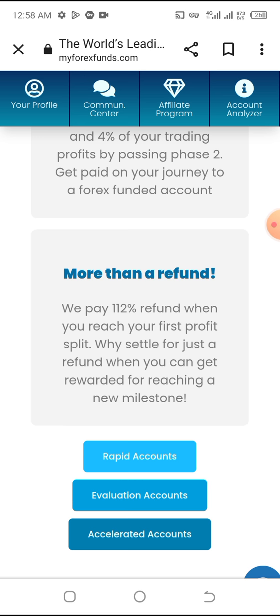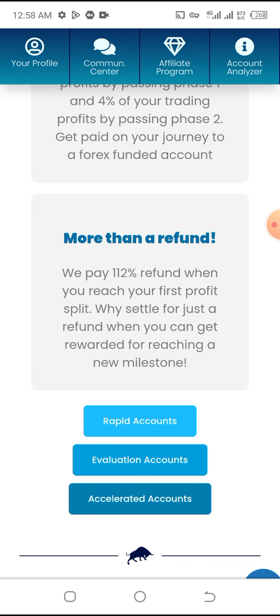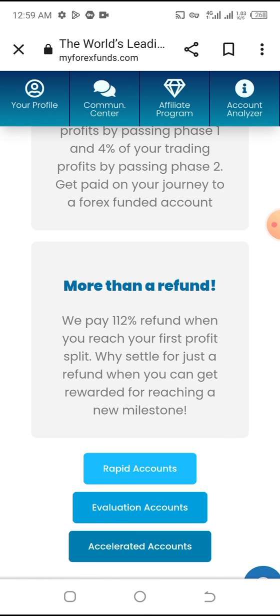In My Forex Funds, they don't force you to trade news or with a certain lot size. No, what they want is just that you don't break that daily drawdown, because otherwise you'll be forced to trade. My Forex Funds taught me how to trade smart and use proper risk management.